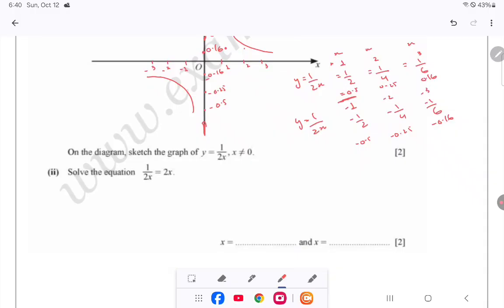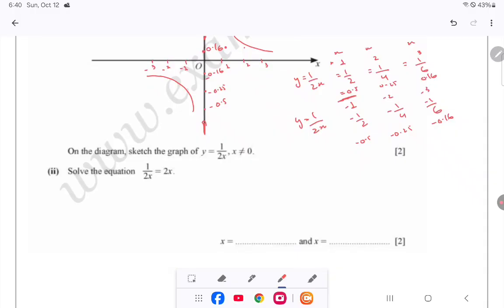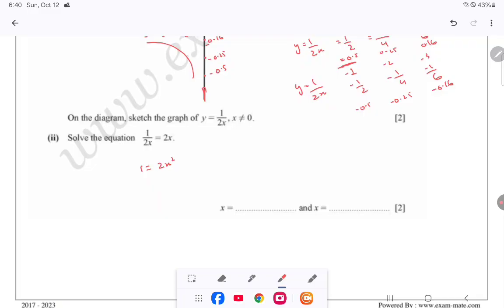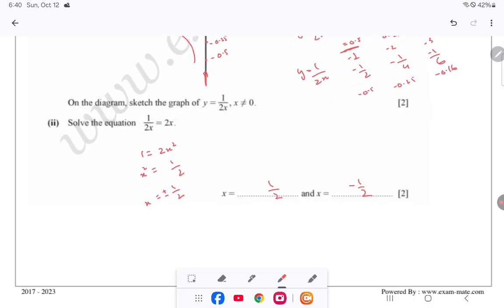Now for the part 2, solve the equation. So multiply both sides with 2x. It will give you 1 is equals to 2x square. In order to calculate the value of x, divide both sides with 2, 1 over 2. Take under root on both sides. It will give you a positive and negative value of the answer. First positive, second negative. These are the two values of x.